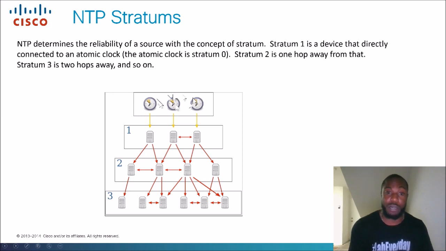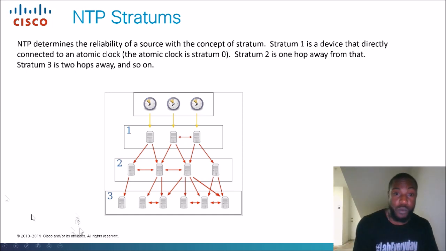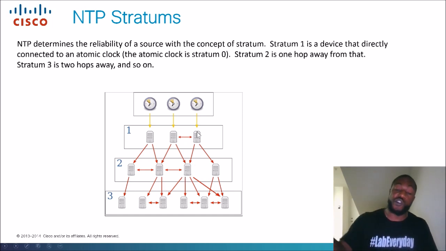There's no 0 there, but that's where atomic clocks and GPSs would be, right? Now, stratum 1 are clocks that are 1 hop away from the atomic clock. 1 hop, right? So this is stratum 1, and so on and so forth. The further away you are, the higher your stratum is, right?